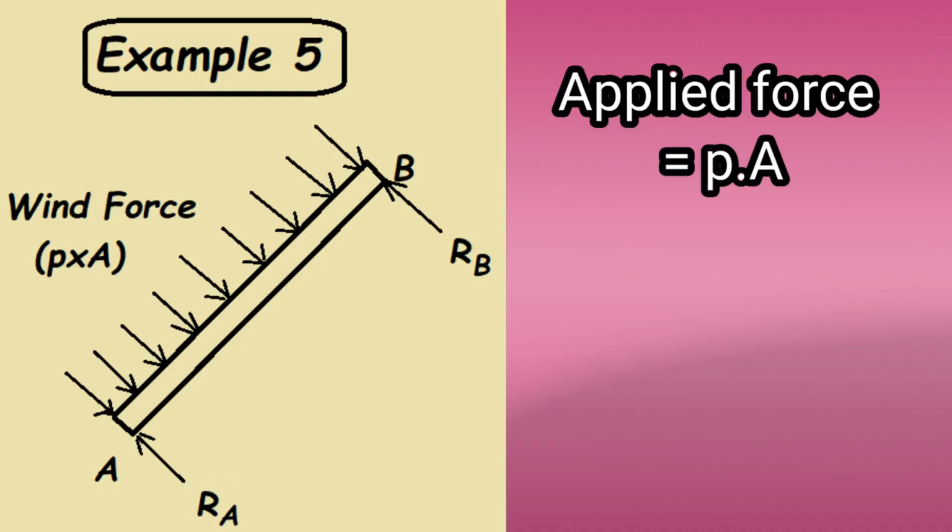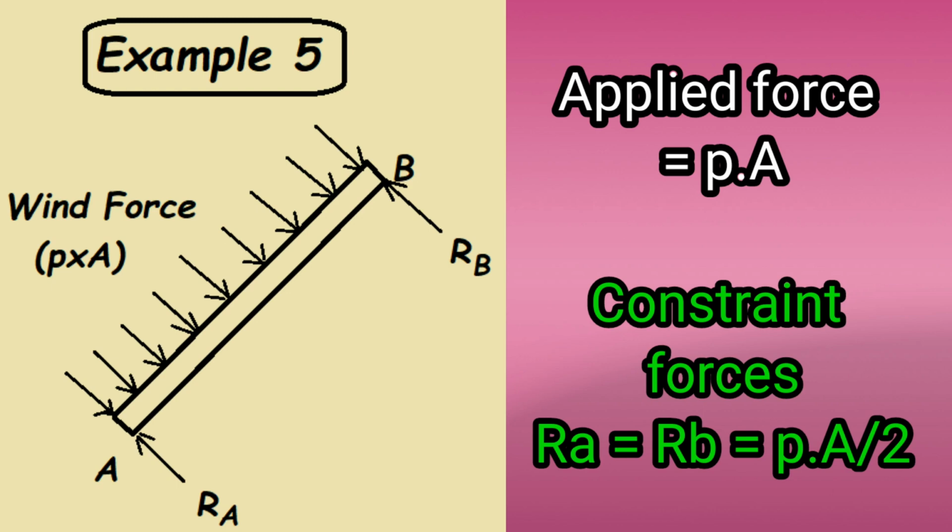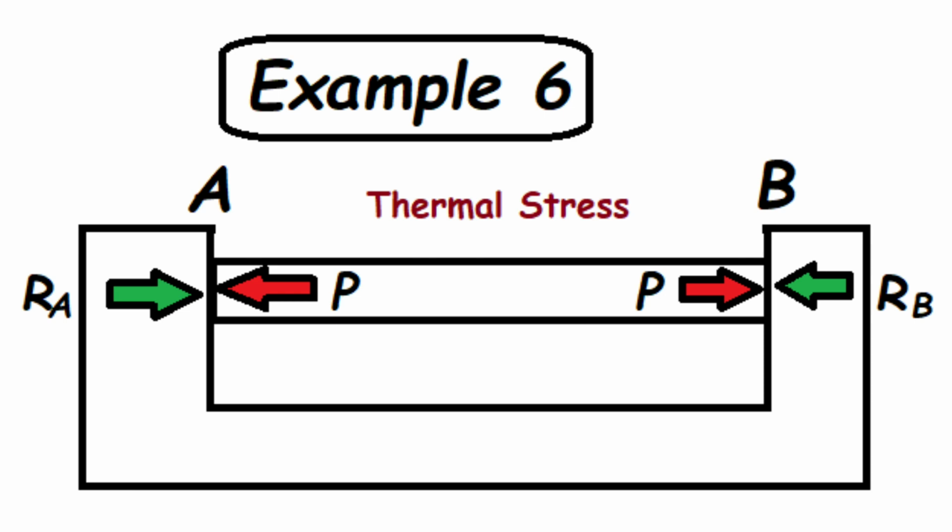In this example, the applied force is small p into capital A, which is a wind force. Constraint forces are Ra and Rb, which are equal to small p into capital A divided by 2. In this example, applied force is the force caused by thermal stress P, and constraint forces are Ra and Rb, which are acting in opposite directions.